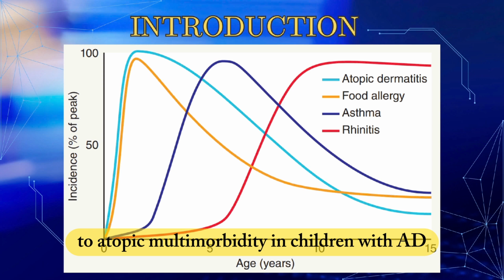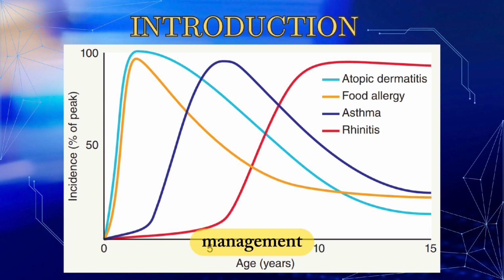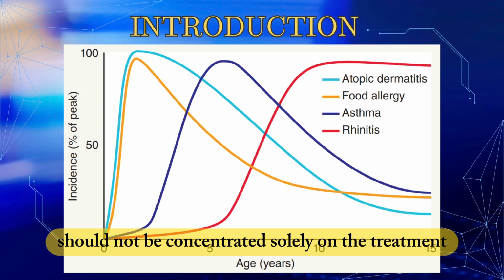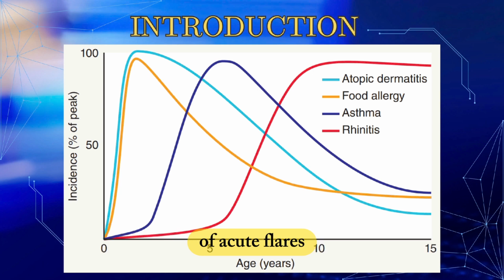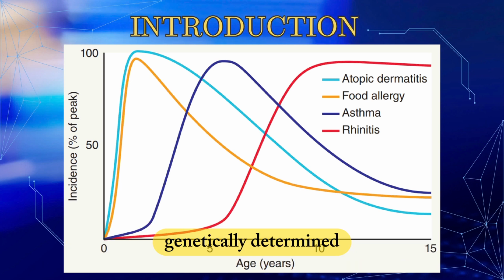children with AD. Given that atopic disease usually starts with AD, management should not be concentrated solely on the treatment of acute flares, but also be directed toward ameliorating the underlying genetically determined epidermal barrier dysfunction and preventing active dermatitis via maintenance therapy.